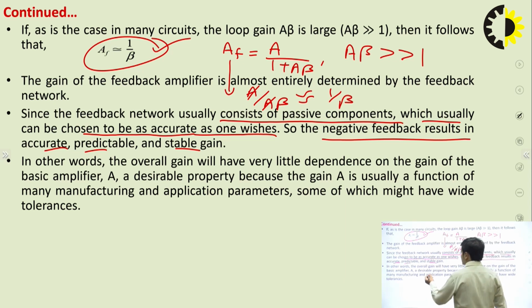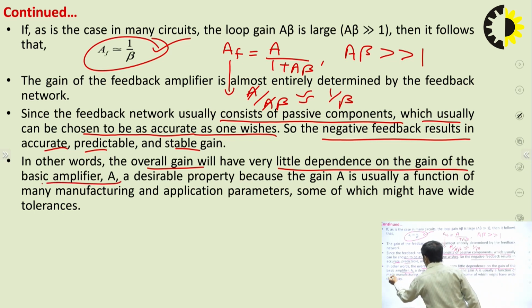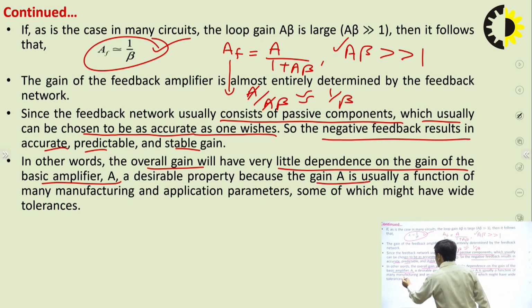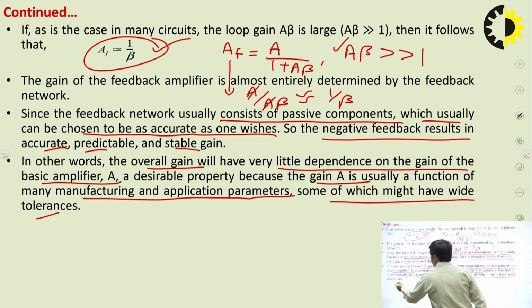So in other words, we can say that the overall gain will have very little dependence on the gain of the amplifier, the basic amplifier A. That is very much clear, because initially we got the equation AF is equal to A upon 1 plus A beta, and we are considering A beta is very much greater than 1, then we are getting AF is equal to 1 by beta. So AF is having very little dependency upon the gain of the basic amplifier A, and it is very much desirable, because this gain A is a function of many manufacturing and application parameters, some of which might have wide tolerances.